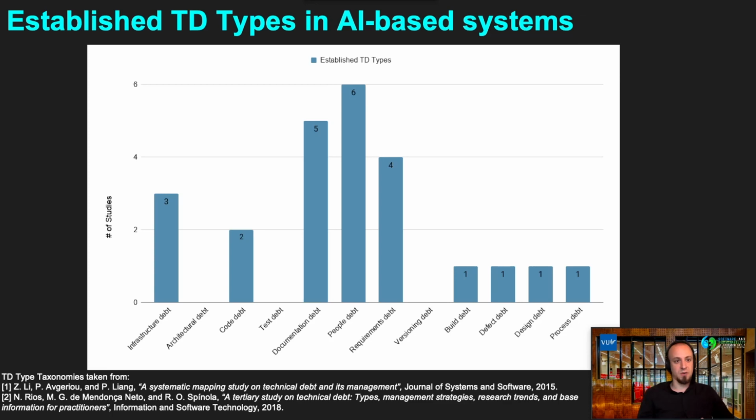First of all, we have a look at the established technical debt types, so the technical debt types which do not showcase differences in AI-based systems if compared to non-AI-based systems. And here we see the most recurrent technical debt type is people debt, followed by documentation debt and requirements debt. Interestingly, architectural debt, test debt, and versioning debt do not appear at all in their established form in our findings.